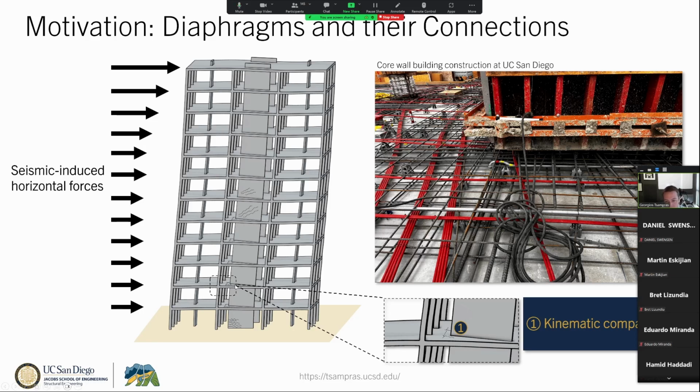However, what happens is we have damage in other locations distributed over the height of the building that we don't design for. One of these locations is the connection between the floor diaphragms and the vertical elements, as shown here in a zoom in, and this is primarily due to kinematic compatibility between these two components.